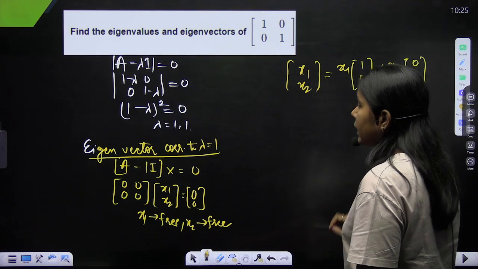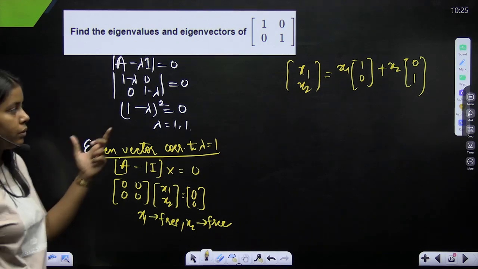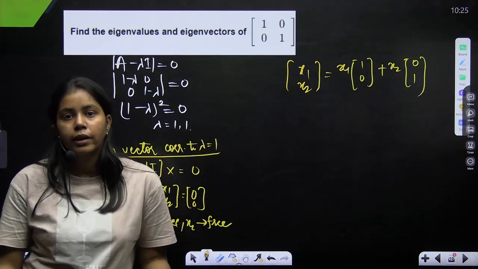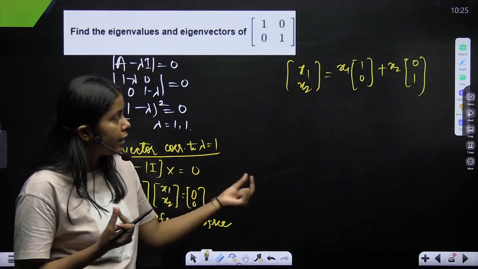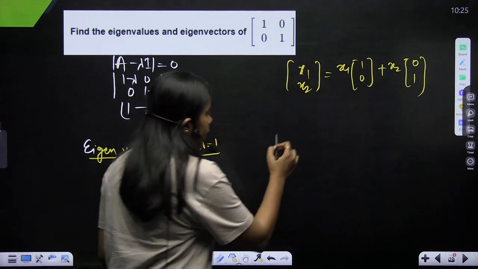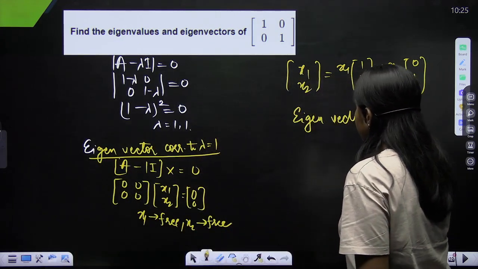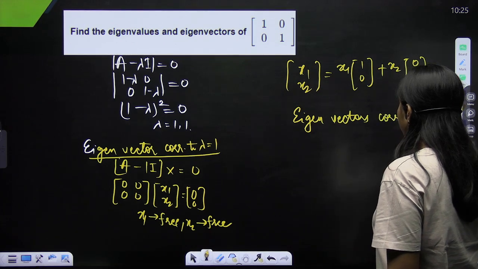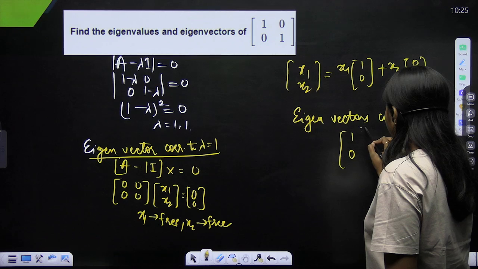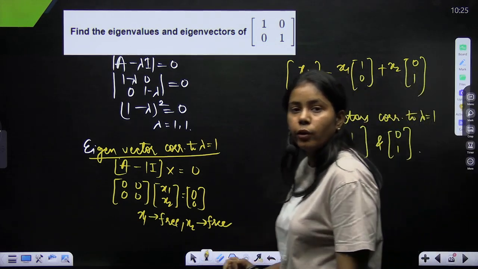So you can see that corresponding to one eigenvalue 1, we got two eigenvectors. When we have more free variables corresponding to one eigenvalue, we can get more vectors. So what we have seen: the eigenvectors corresponding to lambda equals 1 are (1, 0) and (0, 1). These two would be my eigenvectors.